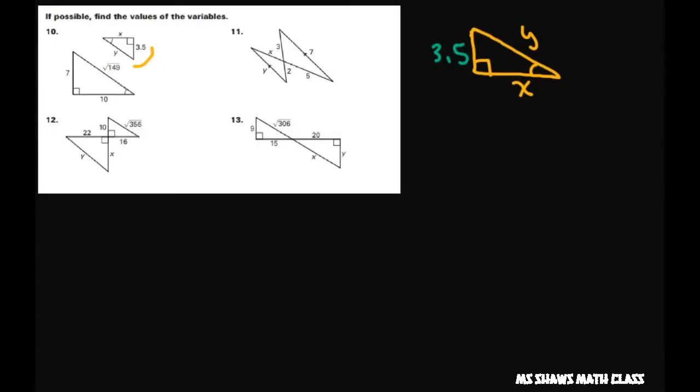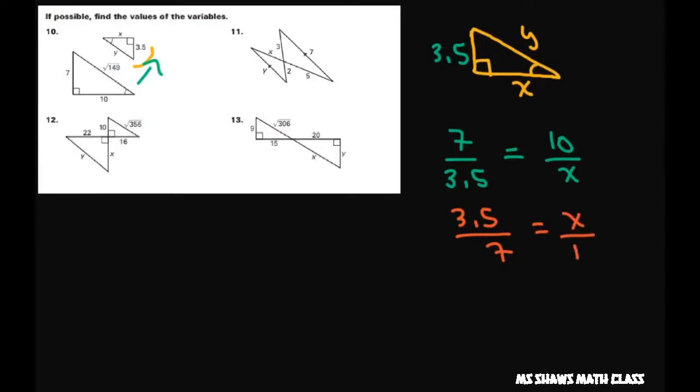So set up your proportions, and we're going to go from this one to that one. It doesn't really matter. Just make sure you go in the order. So we're going to do 7 is to 3.5, and to solve for x, as 10 is to x. Now I can rewrite this as 3.5 is to 7 as x is to 10. Multiply up here, and you're going to get 10 times 3.5 divided by 7 equals x. So x would equal 5.